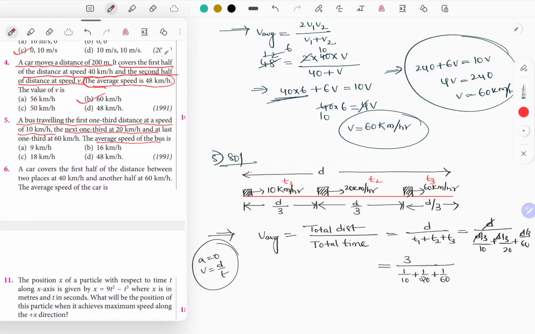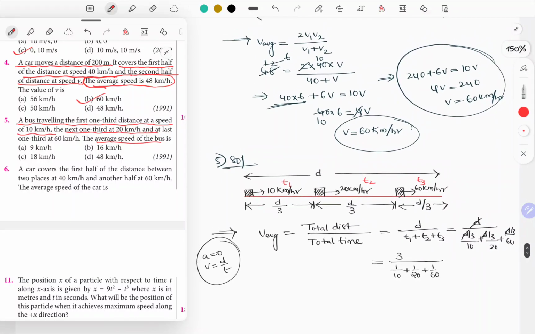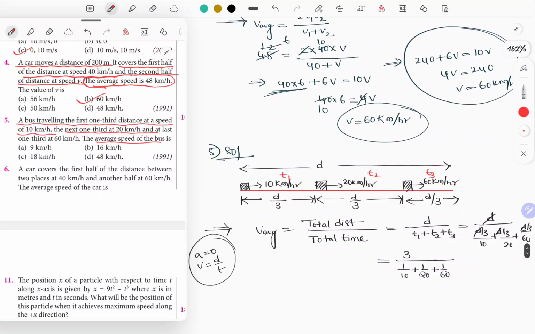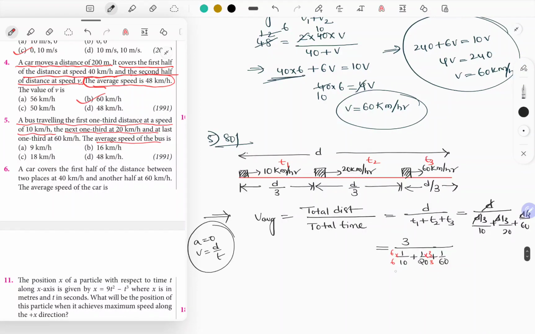Let me make it easy. The approach I used to follow is I'll make the denominators equal, then go ahead. Then it is very easy for me to answer. So let me make the denominator the same. Here I have to multiply with 6 divided by 6. Here, multiply with 3 divided by 3. Now if you write like this, the denominators of all these fractions are going to be the same. Now the process is going to be very easy.